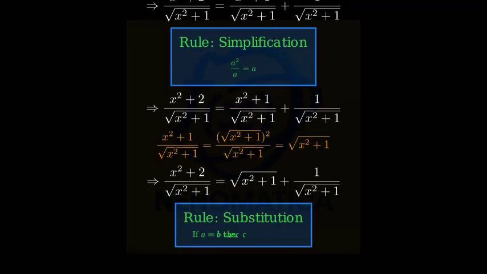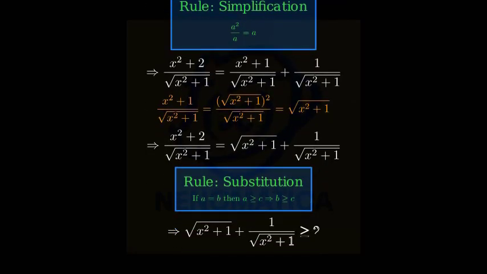Now, we can substitute this simplified expression back into our original inequality. So, the square root of x squared plus 1 over the square root of x squared plus 1 is greater than or equal to 2.